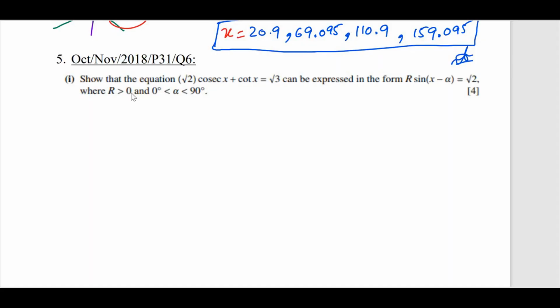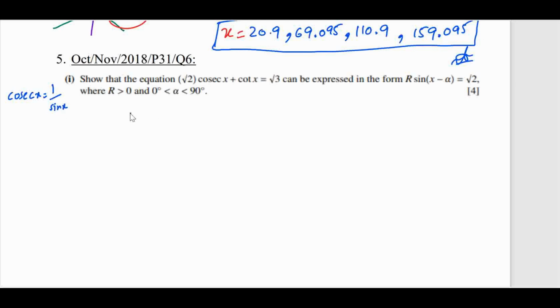Now the next question is from October November 2018, paper 3-1, question number 6. Show that the equation square root of 2 cosecant of x plus cot of x is equal to square root of 3 can be expressed as this. Now the very first thing is we can write this form as, because we know that cosecant is the reciprocal of sine, 1 over sine of x.